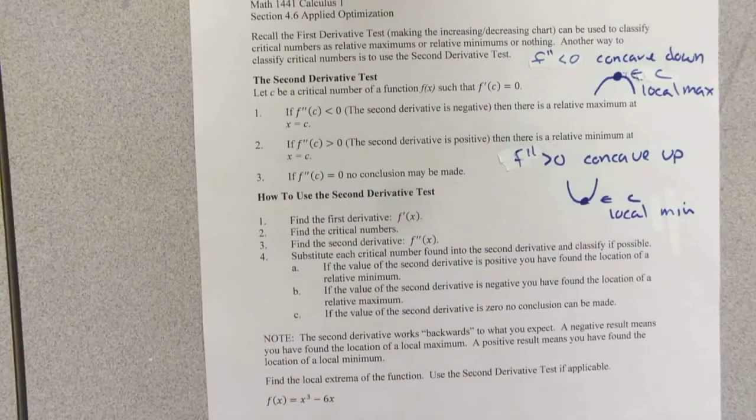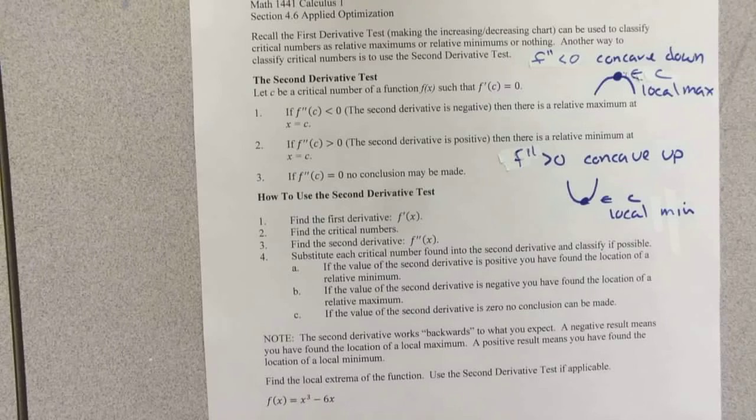Now, how to use the second derivative. 1, find the first derivative. Can't get to the second derivative without the first derivative. 2, find the critical numbers. 3, find the second derivative. 4, substitute each critical number found in the second derivative and classify if possible.